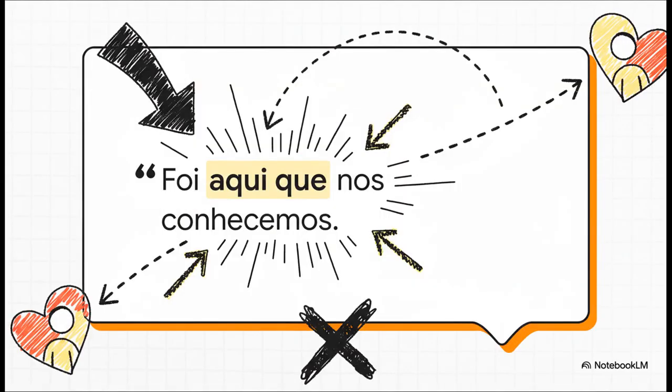This is a perfect example. I mean, you could just say, nos conocemos aquí. We met here. Simple enough. But by saying, foi aquí que nos conocemos, you're putting all the emotional weight on the location. The point isn't just that we met, but that it happened right here, in this special place.